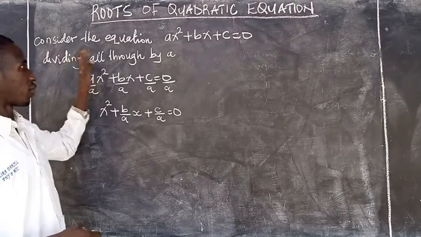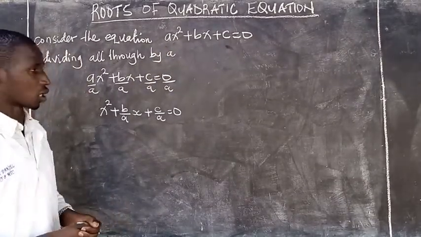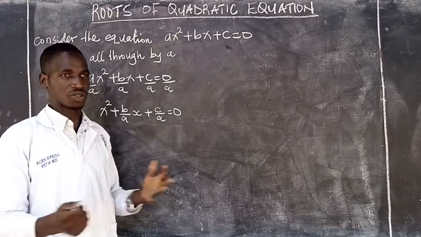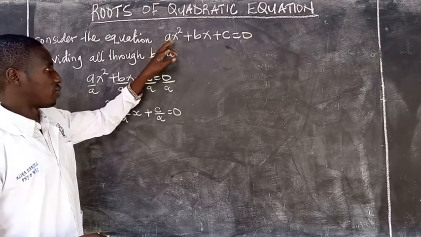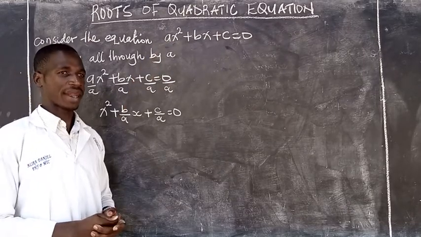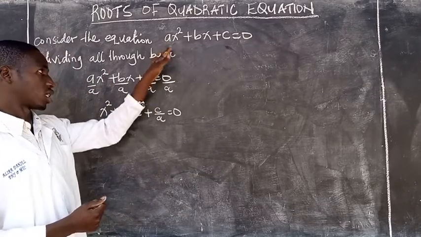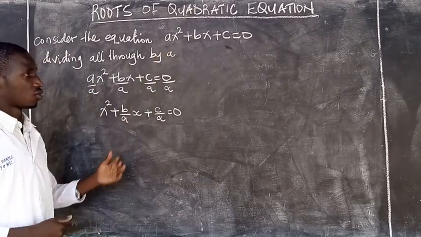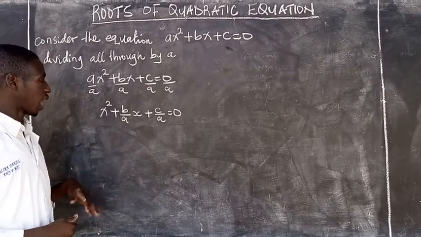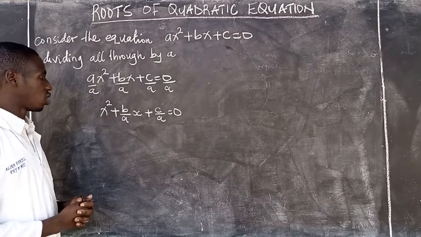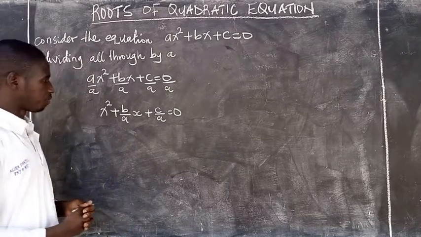So, when we consider the quadratic equation ax squared plus bx plus c equals 0 as our general expression, which we've been discussing all along, we first make sure that the coefficient of x squared is 1, and that is done by dividing all through by a. In this case, the coefficient of x squared is a, so to make it 1, we divide all through by a. When we do that, we shall have x squared plus b over a x plus c over a equals 0.